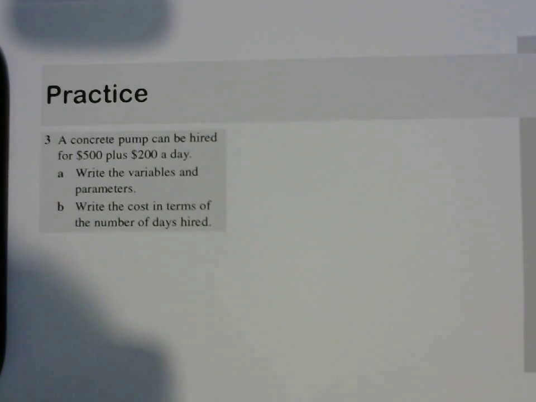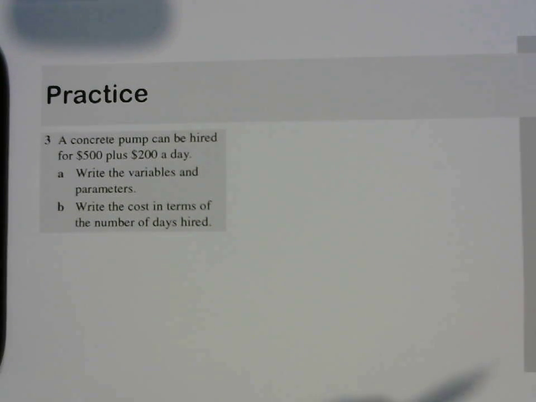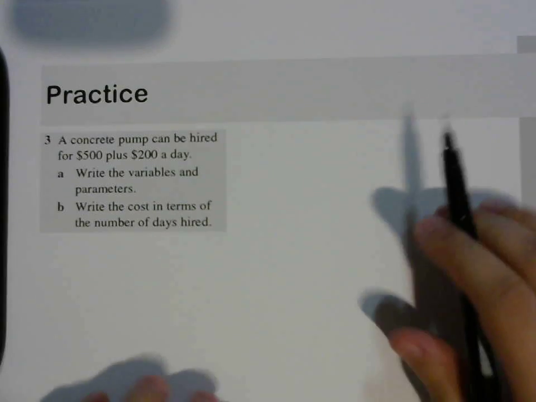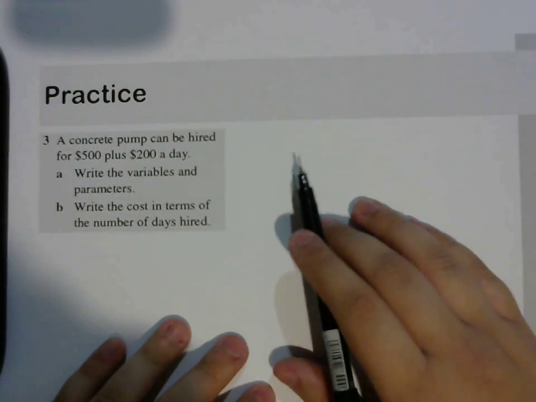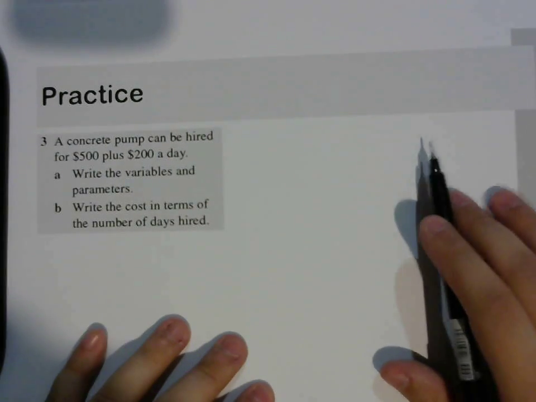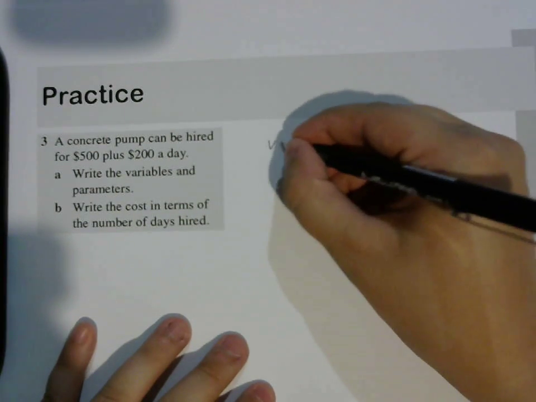So here we have an example. It's a very simple one. A concrete pump can be hired for $500 plus $200 a day. So what we want to do is list off the variables and the parameters that we can find in this problem. So I'm going to list my variables.